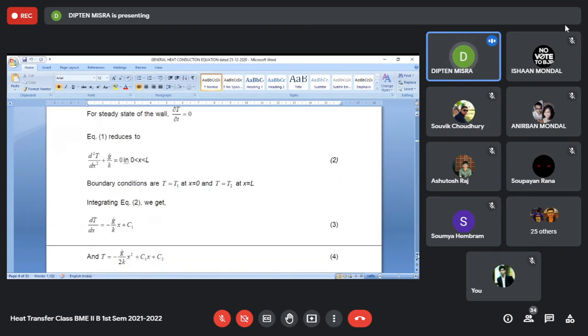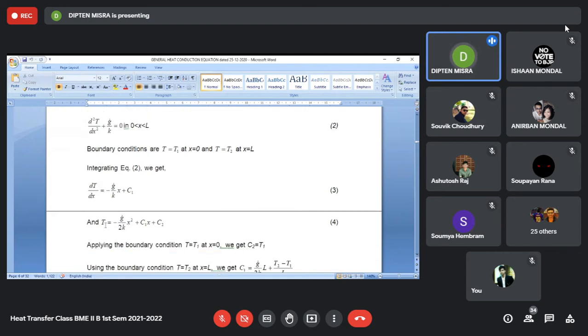And if you further integrate, then what you get is a temperature variation along x given by T equal to minus g dot by k, x square by 2. So it is minus g dot by 2k into x square plus C1x plus another constant of integration C2. Now this C1 and C2, so long as we don't supply any boundary condition, we cannot solve for the values of C1 and C2. What remains is a general kind of equation that is valid for all problems having similar conductivity, similar g dot value, identical thickness.